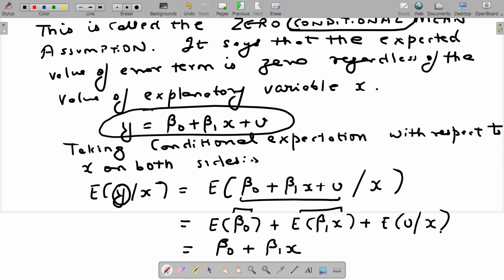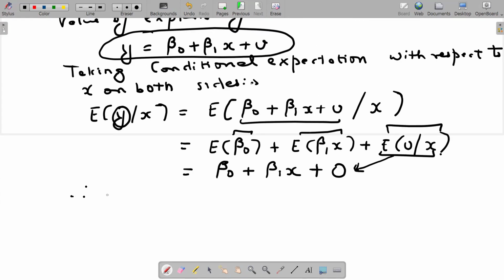X is not a random variable, remember. Y is a random variable. X doesn't take different values with different probabilities. X takes fixed values. Because X takes fixed values, the expected value of X is X itself. And we just said that the expected value of u conditional on x is 0. That means I can write, therefore, the expected value of y conditional on x is just beta naught plus beta 1 x.